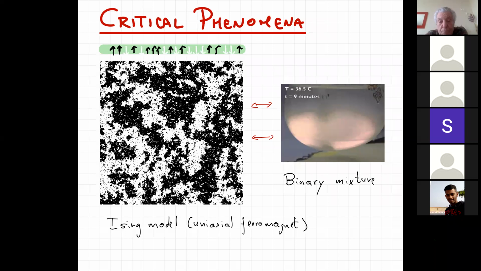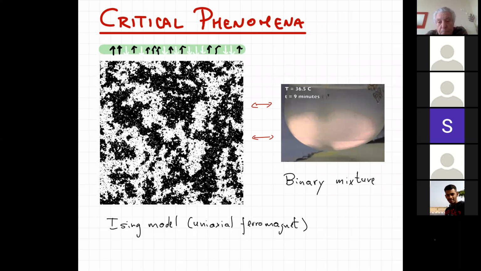This critical temperature is, if we have a magnet and you heat it up, at some point it stops being magnetic. This is called the Curie temperature. And at that point you have this very interesting phenomenon that occurs. Surprisingly, the physics close to that point is exactly the same physics as occurs, for instance, in binary mixtures. So if you have two fluids that ordinarily don't mix, think like olive oil and water. Here, this is not olive oil and water, it's some other two liquids, which I forget. And you start heating them up, initially they are well separated.